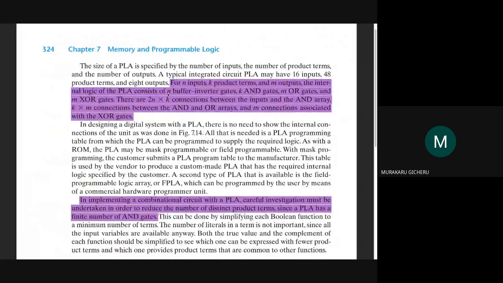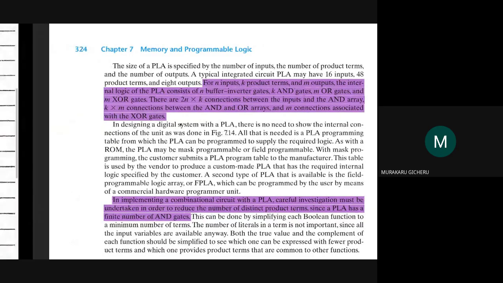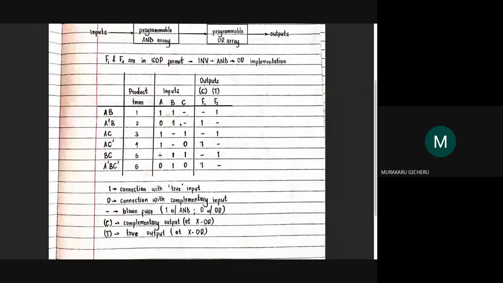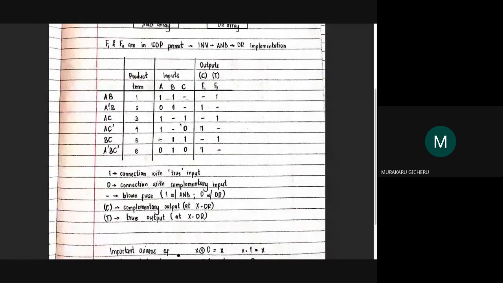So we'll have N buffer inverter gates, K AND gates, M OR gates, and M XOR gates. I'll get to that. Let me just go through this table, and then I'll get to that part. So now, in this table, I've written down all the inputs, the numbers. Now here, the part for inputs, I'll go through the legend first.